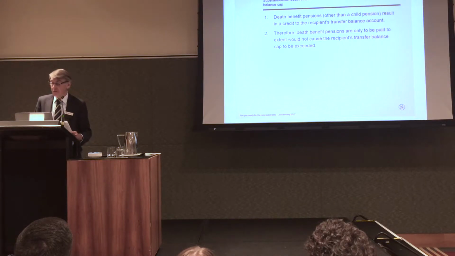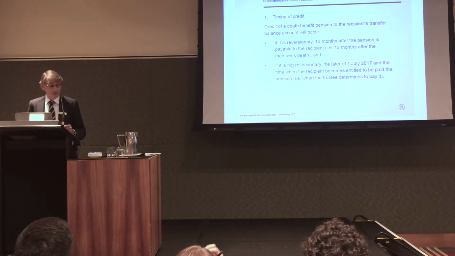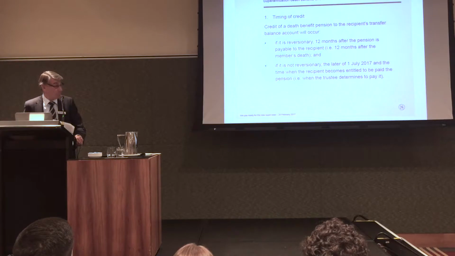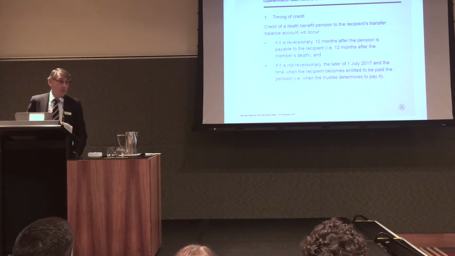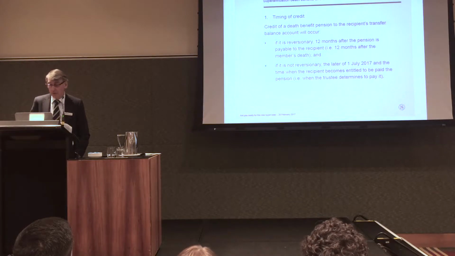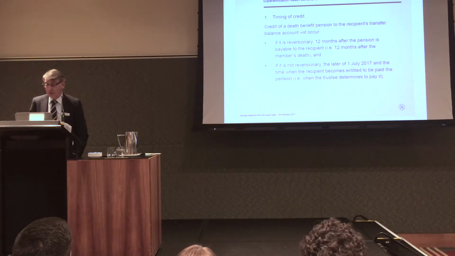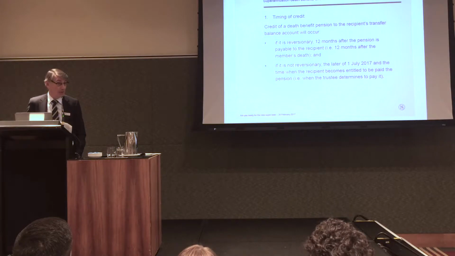Therefore, death benefit pensions are only to be paid to the extent that they would not cause the recipient's transfer balance cap to be exceeded. The timing of the credit is different in different circumstances depending on whether it's a reversionary pension or a non-reversionary pension. For a reversionary pension, it is 12 months after the pension is payable to the recipient. In the case of a reversionary, that's of course 12 months after death, because that's when it will commence.